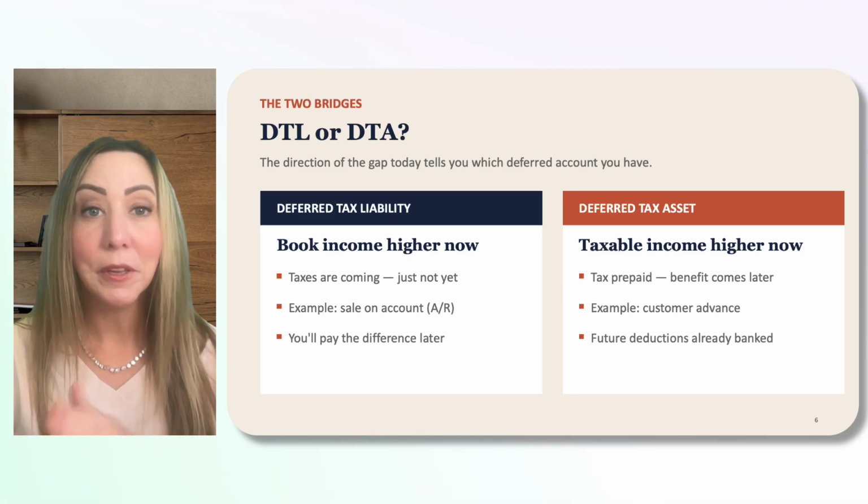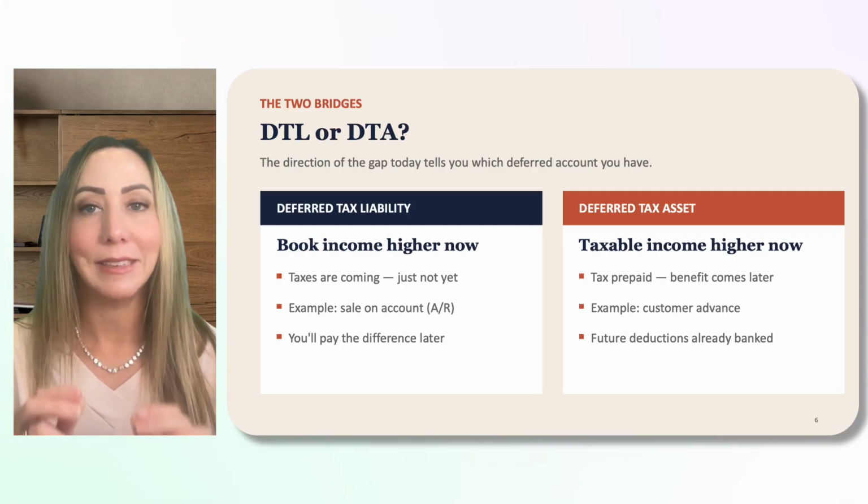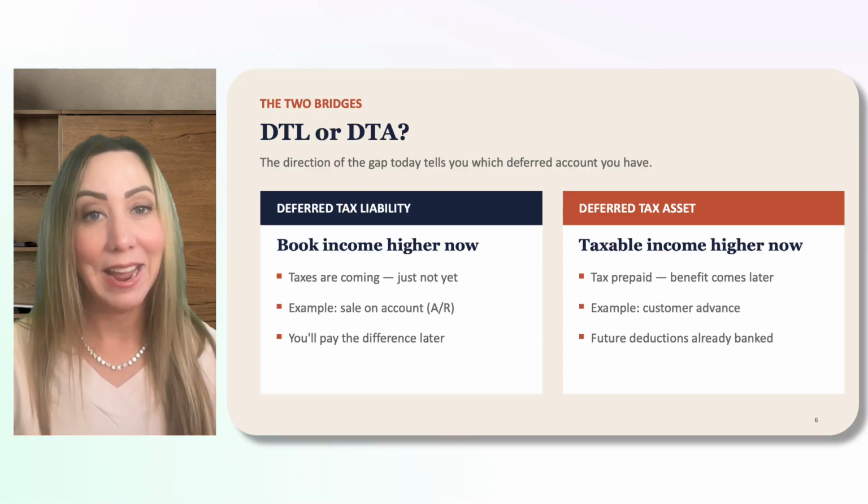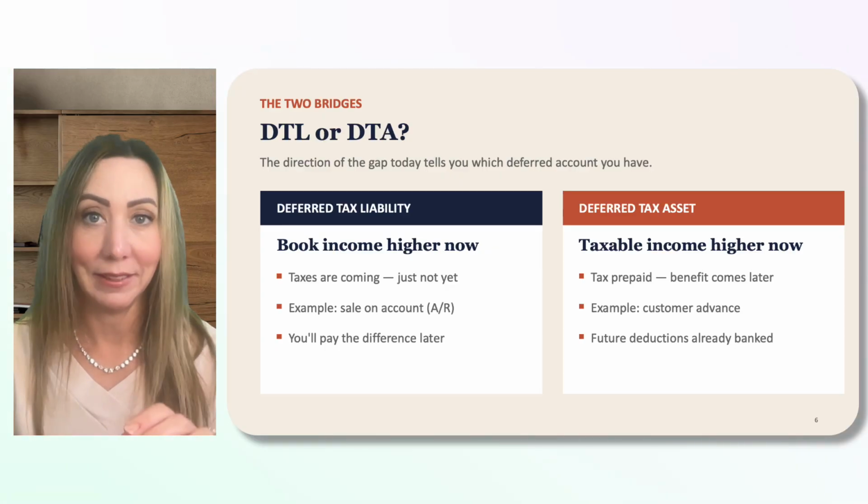Here's a memory hook. Book income higher now means a DTL. You owe the difference later. Taxable income higher now means a DTA. You've prepaid and you'll get the benefit later.